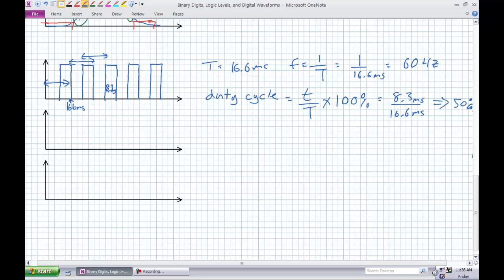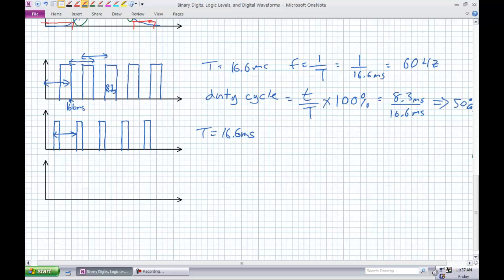50%. It's actually showing up only half the time. Does that make sense? Let's try a different example. Okay, so in the second example, what I've got is a waveform that is exhibiting slightly different visual characteristics. Let's pretend that that full period, which I've just defined there, is also 16.6 milliseconds.